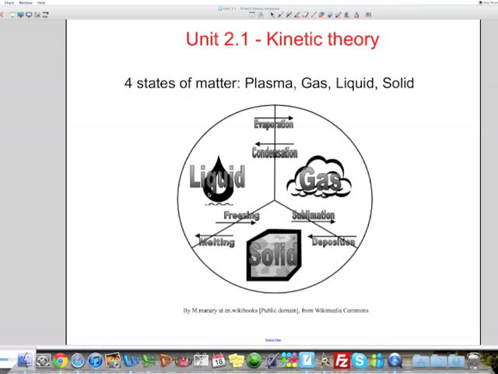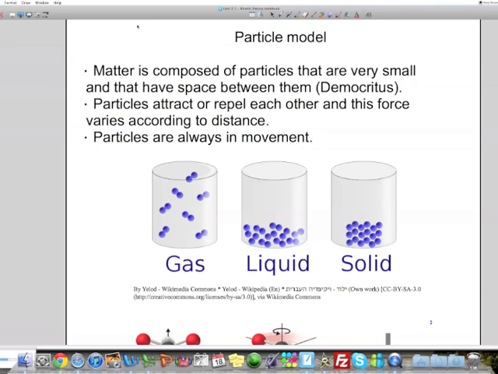Liquids that are becoming solid are freezing. And if they're going from solid to liquid, they are melting. So this is just a little review, things you already know. Moving on to the particle model.